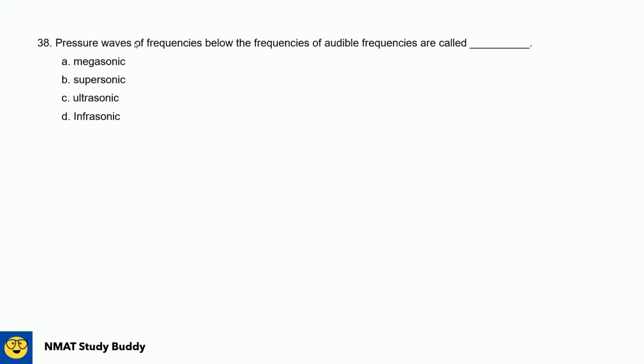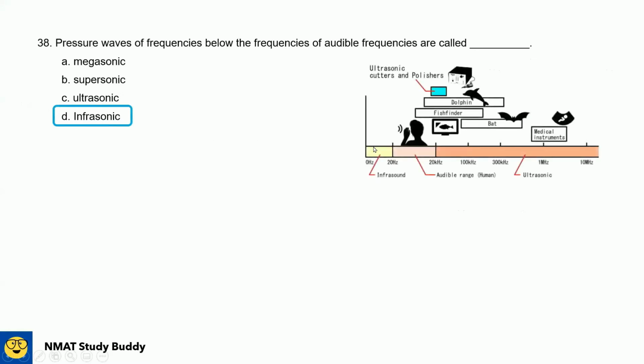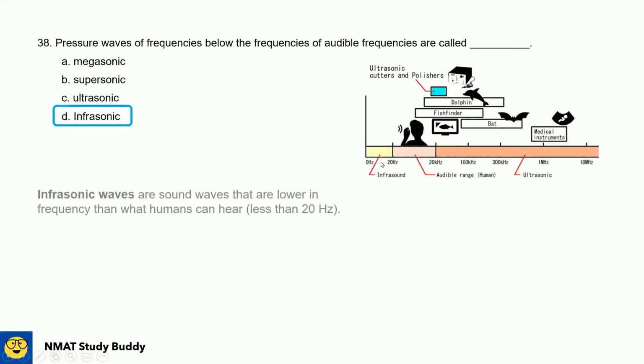Number 38, pressure waves of frequencies below the frequencies of audible frequencies are blank. So, the answer here is letter D, infrasonic. When we say audible frequency, that is the range of 20 Hz to 20,000 Hz. That is the frequency that humans can hear. So, when it is lower than 20 Hz, those are called infrasonic waves. Sound waves that are lower in frequency than what humans can hear.